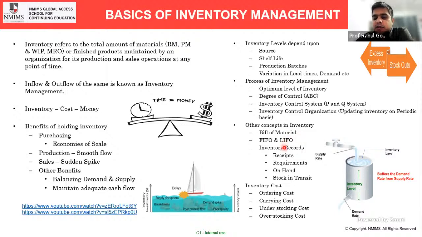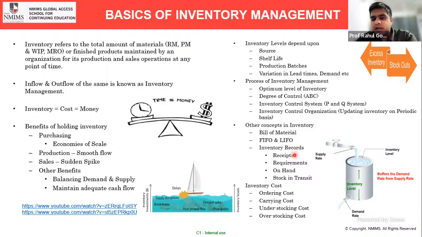Then we discussed, what is the mechanism of outflow of inventory, right? It could be first in, first out. It could be last in, first out, depending on the situation. And then we said that there are a lot of inventory records which are maintained by manufacturers, right, or distributors or retailers.